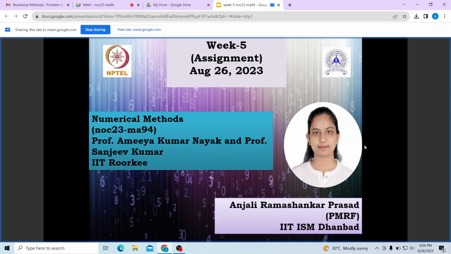So let's start. Here is your first question. Using Lagrange's interpolation formula, compute f of 4 from the given data set. You have been given a data set where at x equals 2, 3, 5, 8 and 12, you are given the function value, f of x.